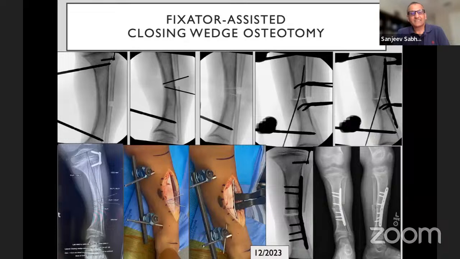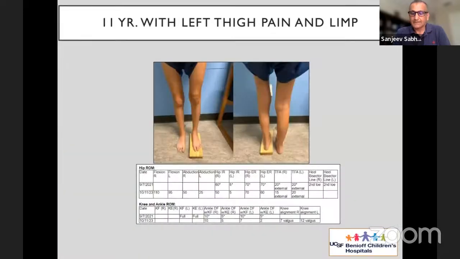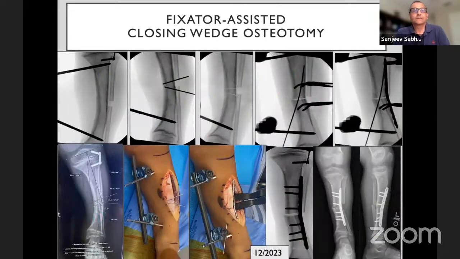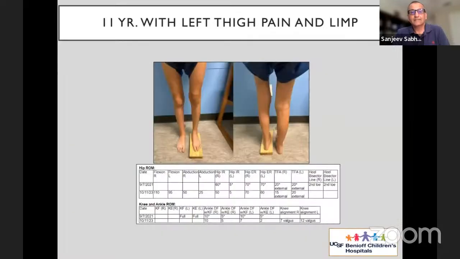I do like fixators sometimes just for intraoperative control. And it makes it easier, especially if you don't have a lot of help in the operating room, which can sometimes happen. And then I intentionally overcorrected the varus a little bit. Not the prettiest construct, but I think it did the job. And I'm sorry, I don't have a follow-up picture. I thought I did, but he's doing well. Everything's healed. But he's still got growth remaining.